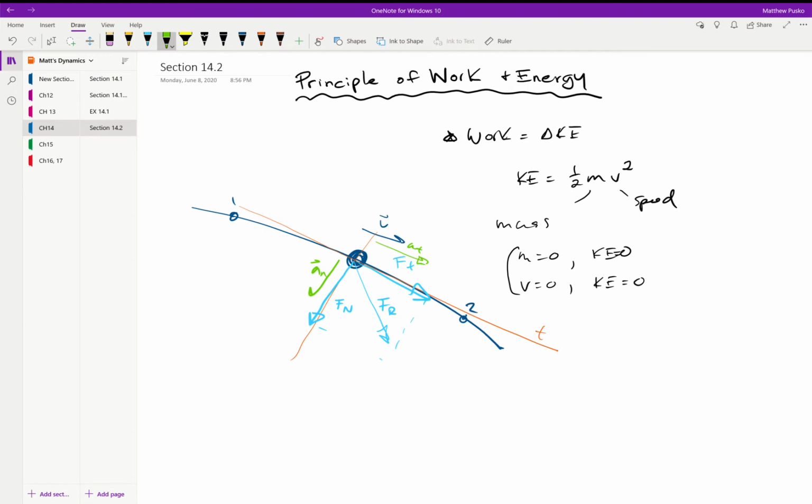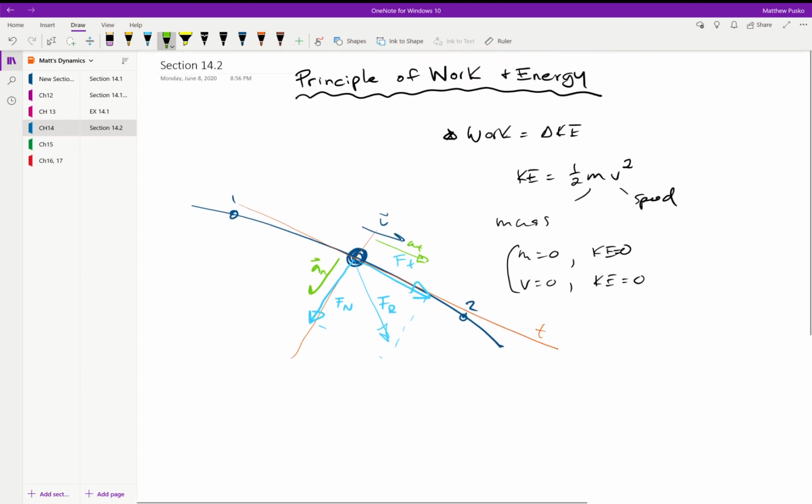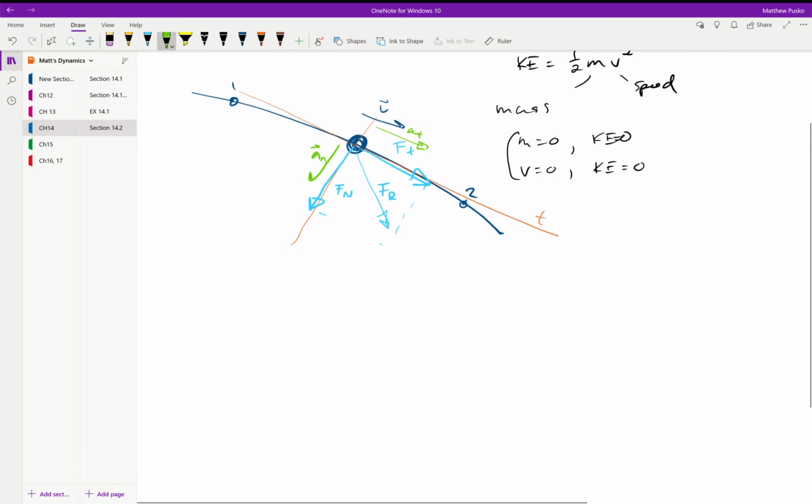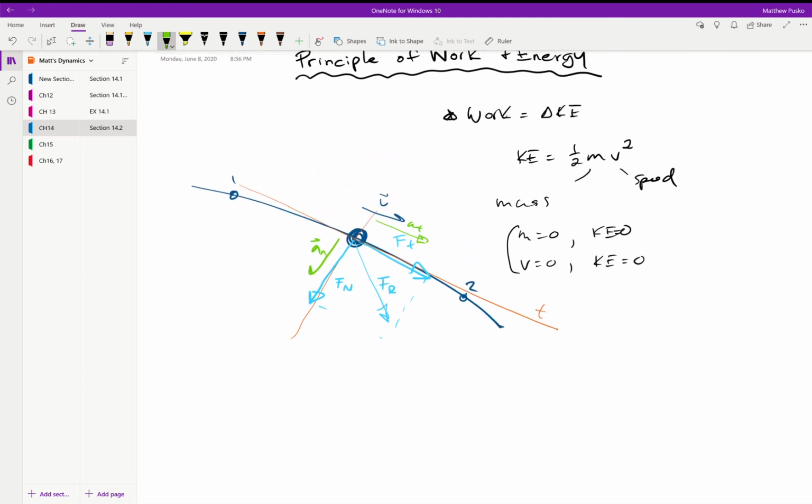Now you'll start to see we're not really dealing with accelerations much. We're going to use it to derive this problem. But our principles of work and energy and conservation of energy are typically going to deal with displacement, force, and velocity. Alright, so let's derive the principle of work and energy. Let's just look at the tangent direction.